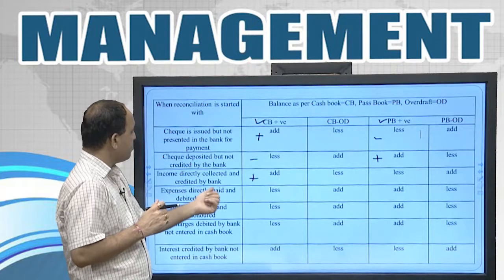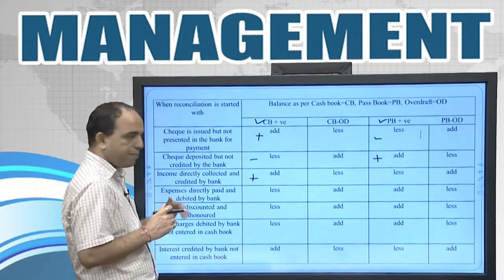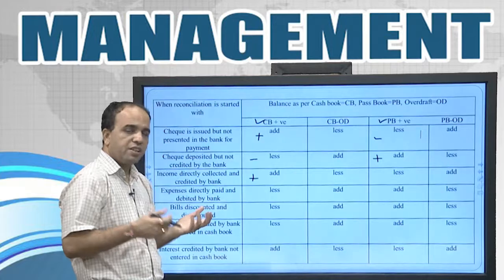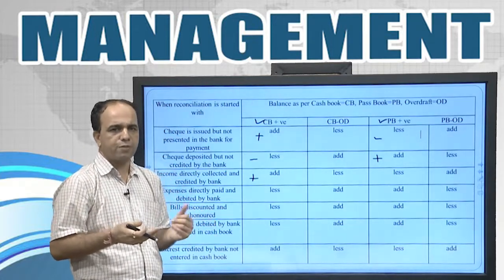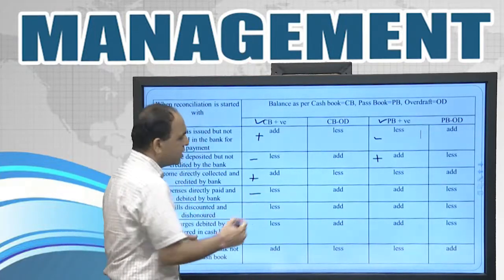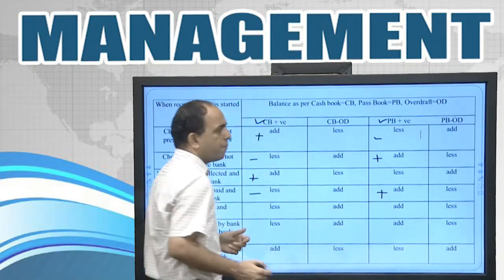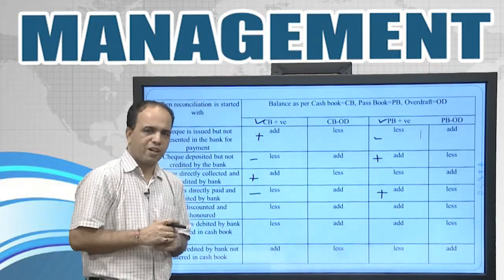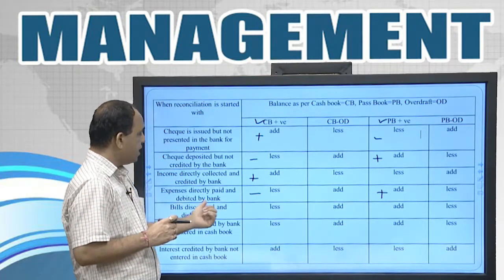Expenses directly paid and debited by bank. If expenses are directly paid and debited by bank, ultimately the bank has reduced the amount, so we have to reduce it from the cash book also. So, minus from the cash book, and vice versa, if it is as per bank passbook, we have to add it.